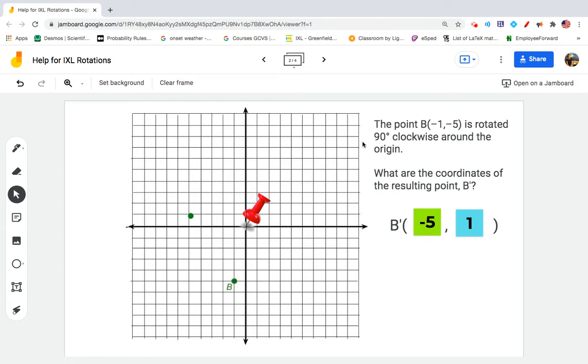It looks like when we make a 90 degrees clockwise rotation, x, y, the coordinates of some point, x, y, after a 90 degrees clockwise rotation, looks like what was the y coordinate becomes the new x coordinate, and what was the x coordinate is now the opposite. So this is the rule for a 90 degrees clockwise rotation.